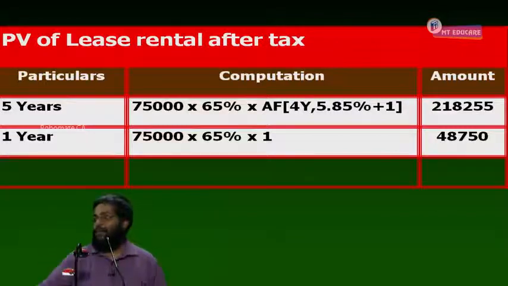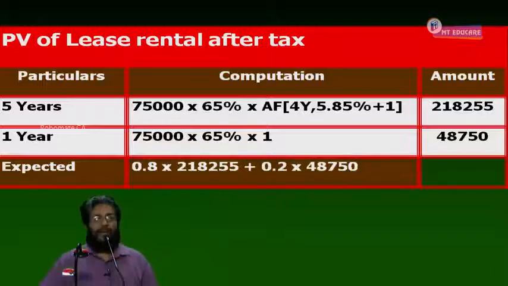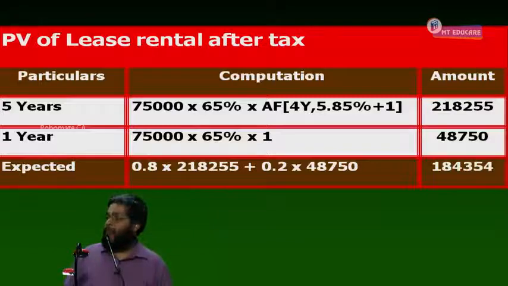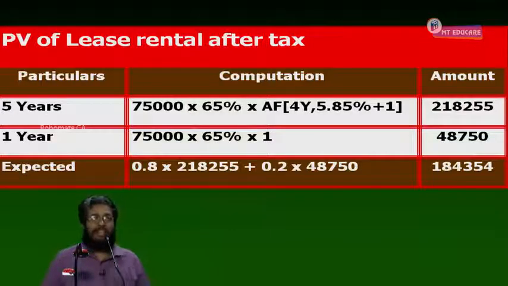Cash flow now. In that case, I expect to pay 2,18,000 or 48,000 on average. So expected is 0.8 into 2,18,255 plus 0.2 into 48,750. Can you tell me the multiplied number? What is the amount here? 1,84,354. This is under what option?